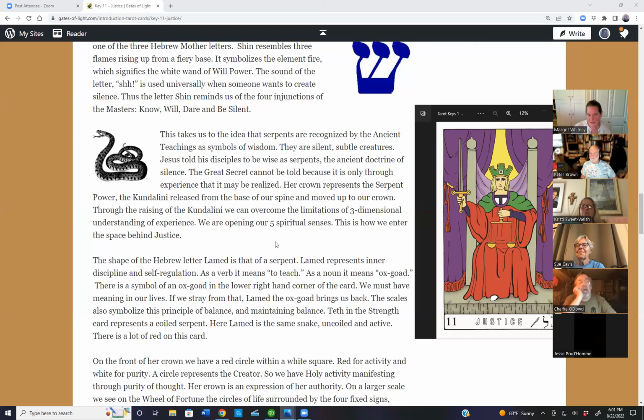Her crown represents the serpent power, the kundalini released from the base of our spine and moved up to our crown. Through the raising of the kundalini, we can overcome the limitations of three-dimensional understanding of experience. We are opening our 5 spiritual senses. This is how we enter the space behind justice.